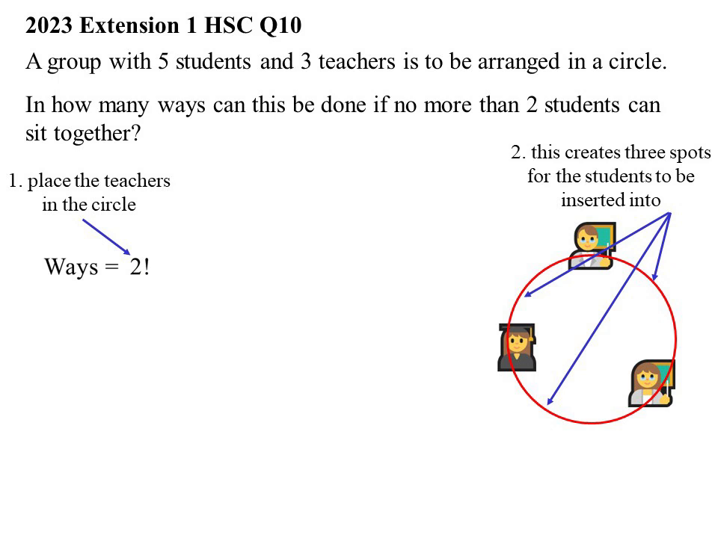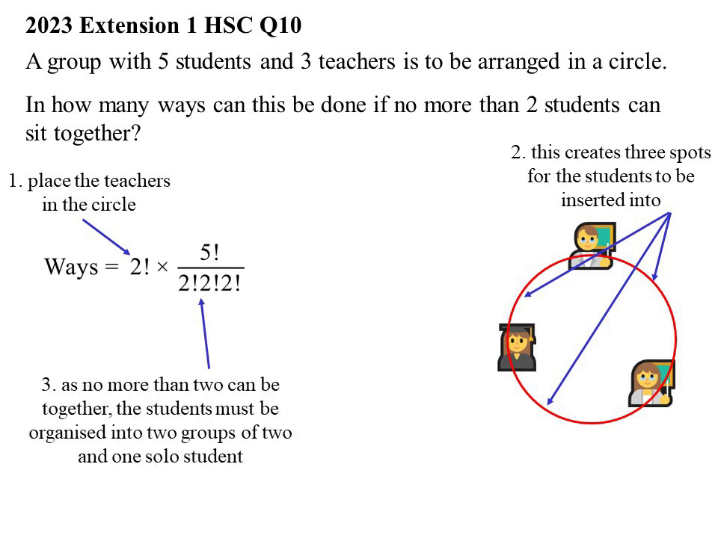What I've done is I've created 3 spots that the students can now go into. But we have a condition. No more than 2 students can sit together. Therefore, the only possibility is that they break themselves up into 2 groups of 2 and 1 person by themselves. There's only 3 spots for them to go. Only way we could do it.